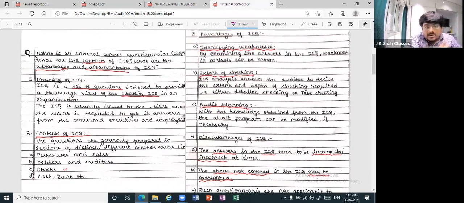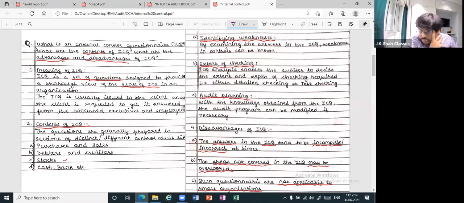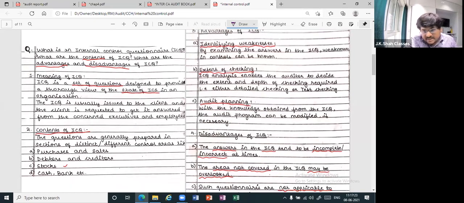See, what is internal control questionnaire? What are the contents? What are the advantages, disadvantages? So firstly, the meaning: set of questions, state of ICS. This question is not there in the textbook, 10 marks. Advantage, disadvantage, I have taken from the suggested answers of the institute. Then there are contents of ICQ, then advantages of ICQ, and then disadvantages of ICQ. Luckily, advantages have headings, disadvantages don't have headings. But that hardly matters because everything you are going to write in your own words, no?